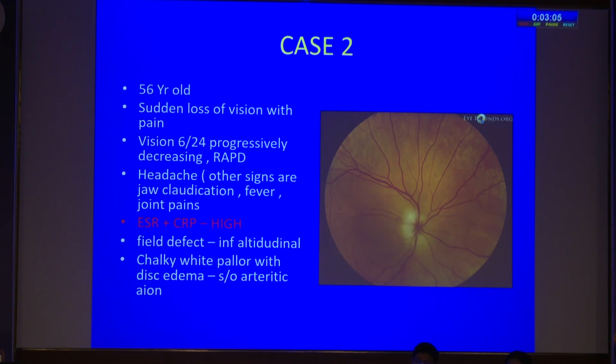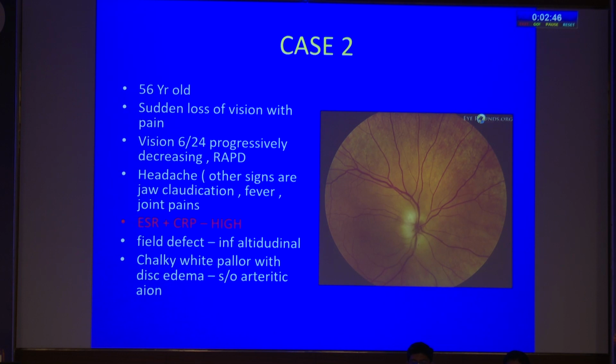The next case is that of a 56-year-old, sudden loss of vision. Vision was 6/24, progressively decreasing. He did complain of headache, but when you have this kind of a patient, he could present with other signs like jaw claudications, fever, joint pains, etc. The ESR and the CRP were high in this patient, and the field defect was inferior altitudinal.